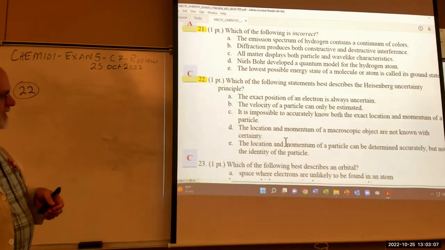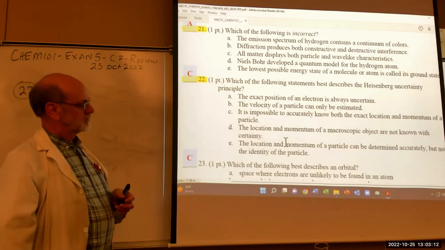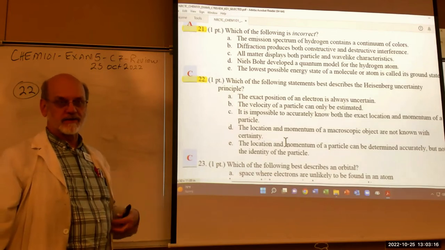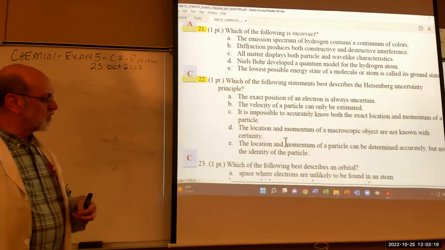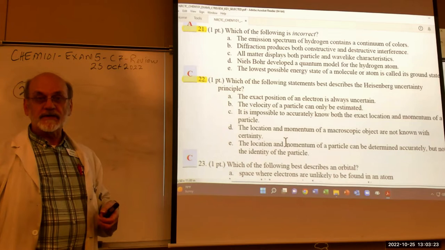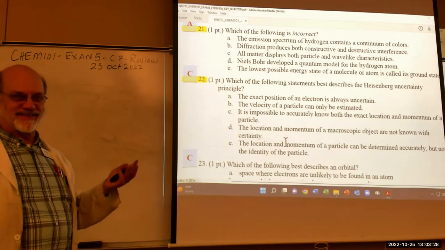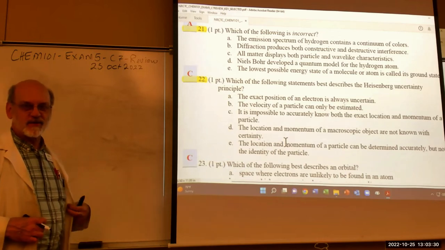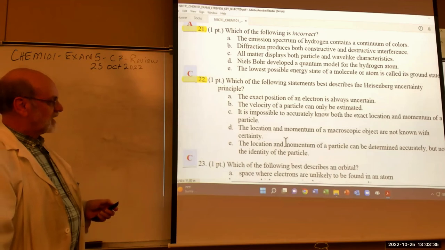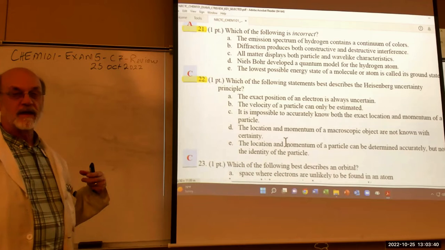So let's see. The exact position of an electron is always uncertain. No. You can find out where it is. You just won't know how fast it's going or how much energy it has. The velocity of a particle can only be estimated. Well, you can fix the velocity too. But if you do, you won't know where it is. That seems weird. How do you tell how fast something is going if you don't know where it is? It's impossible to accurately know both exact location and momentum of a particle.